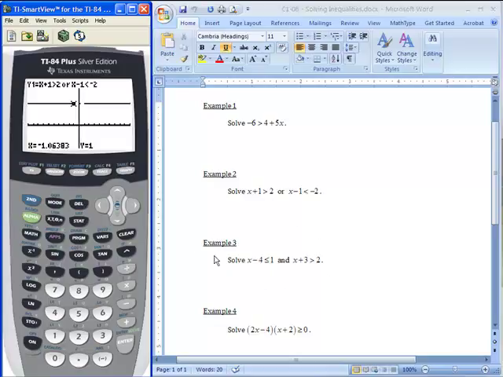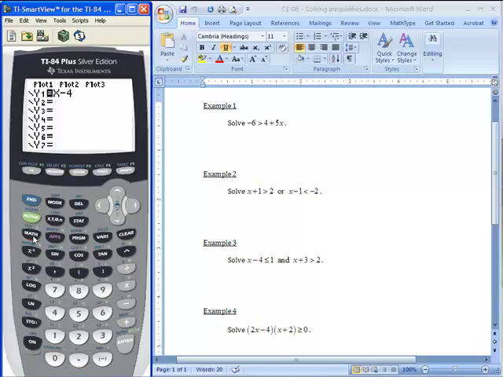Example 3 involves an and, and it's going to be very similar to example 2, at least in terms of the way that we enter it into the calculator. So let's go back to the y equals menu, and let's clear out y1. And now let's type in exactly the expression we have here. So we're going to start with x minus 4. And that's going to be less than or equal to 1.